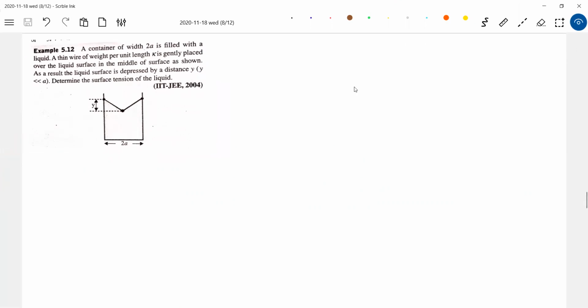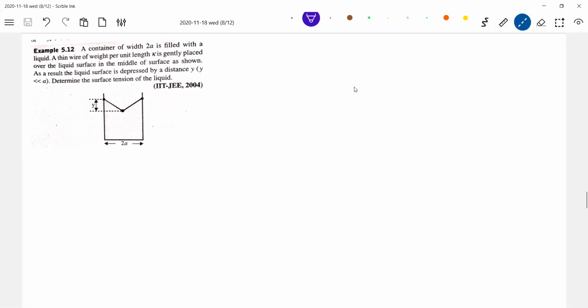There's a JEE Advanced question itself. I brought it. A container of width 2a is filled with a liquid. A thin wire of weight per unit length k is gently placed over the liquid in the middle of the surface as shown. As it is, the liquid surface is depressed by a distance y. Determine the surface tension of the liquid.